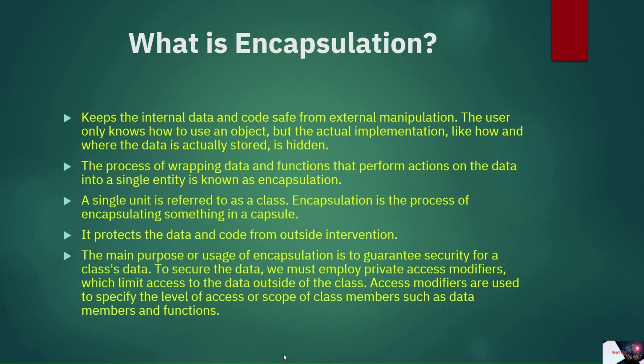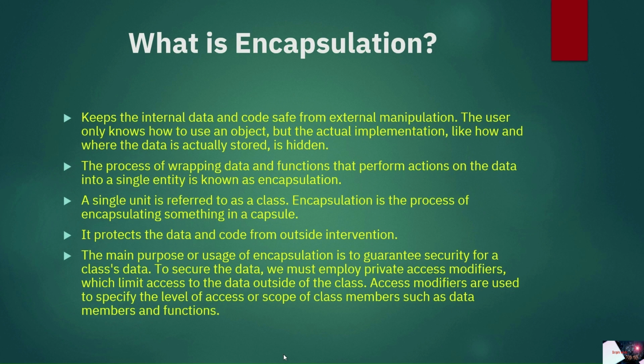Just a few more points I have mentioned here. Keep the internal data and the code safe from external manipulation, right? That we already talked about. The user only knows how to use the object, but the actual implementation, like how and where the data is actually stored, is hidden. The process of wrapping the data and the function that performs the action on the data into a single entity is known as encapsulation. A single unit is referred to as a class. Encapsulation is the process of encapsulating something in a capsule, as we have seen in the picture.